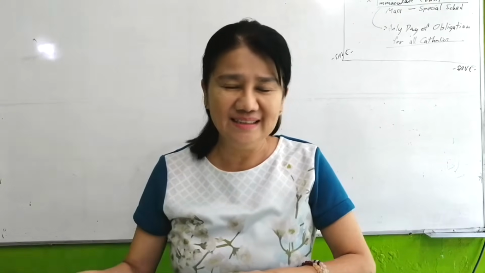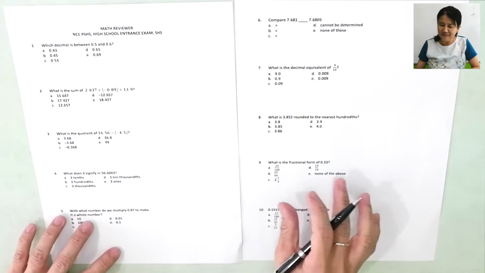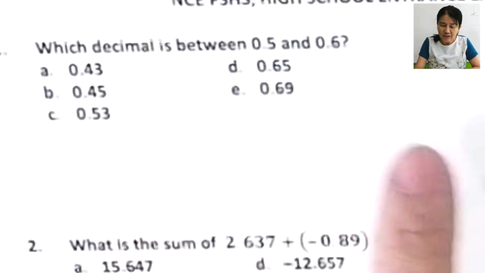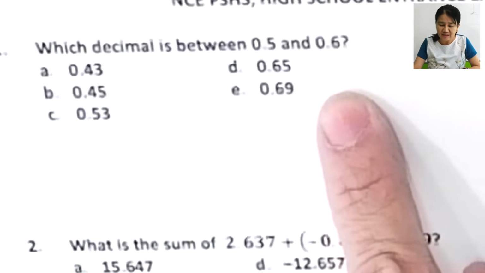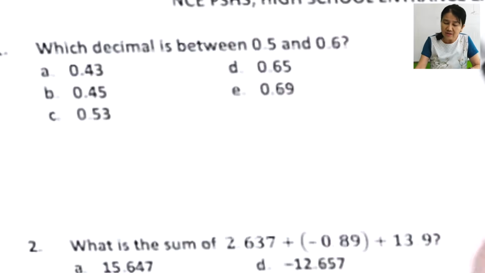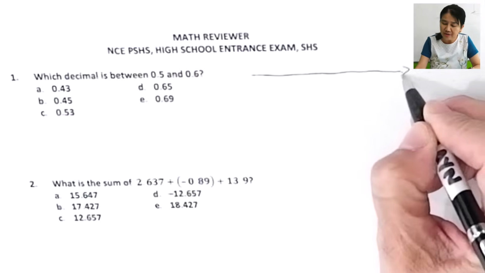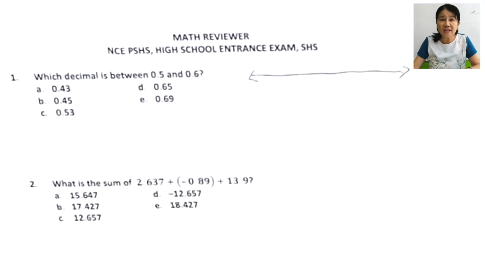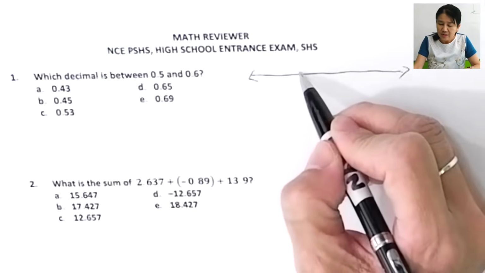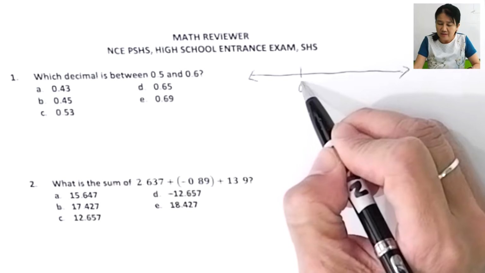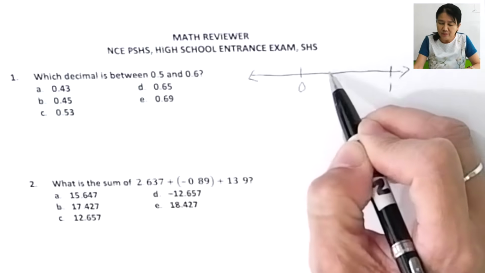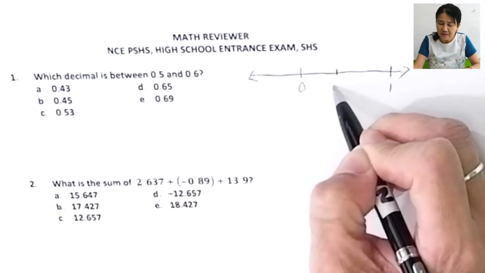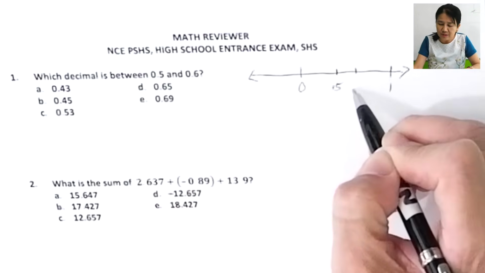Let's proceed. Problem number 1. Which decimal is between 0.5 and 0.6? In this case, all you have to do is to remember your real number line. So, if this is 0 here, and let's say this is 1, your 0.5 will be somewhere here, and then 0.6 will be somewhere here.